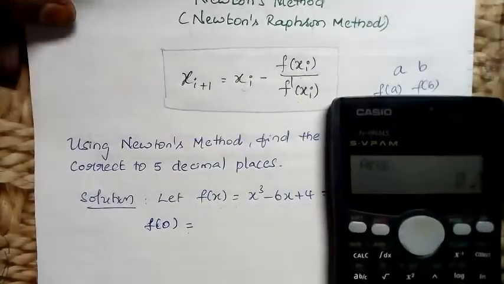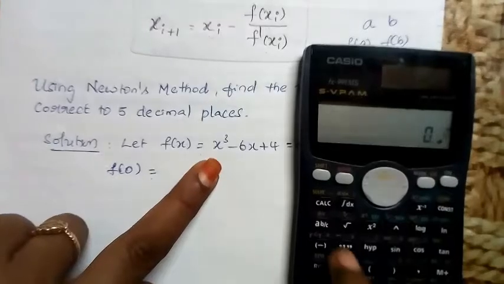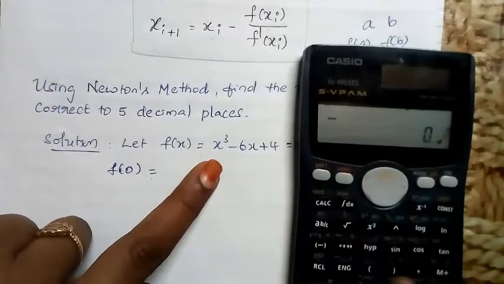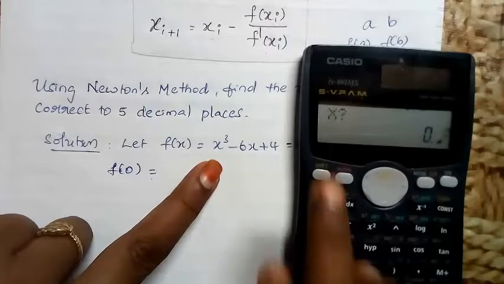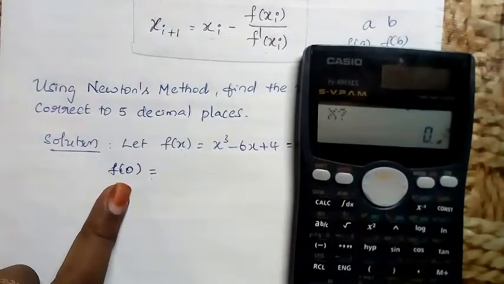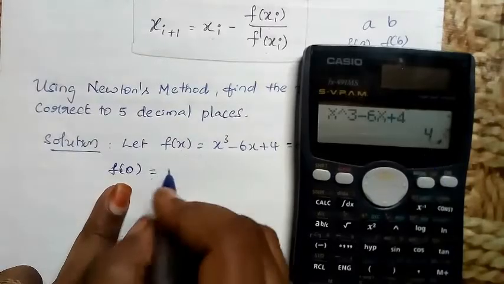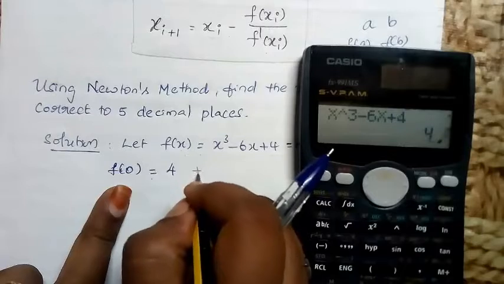Let us use the calculator to find the value. Here the equation is x cube minus 6x plus 4. Press the CALC button, and it is asking for the x value. The initial x value is 0 now. So press 0, equal to. The answer is 4. So f(0) is equal to 4, which is a positive value.